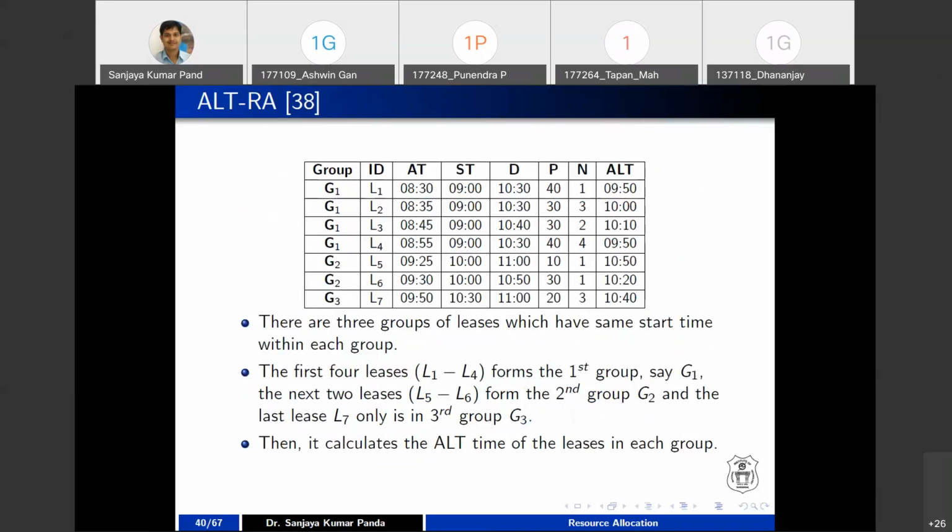Then it calculates the alert time of the leases. Alert time of leases you can calculate as given in here. I told you, you can go D minus P or you can go for D minus ST. You can take the value as X, and whatever value you are getting, X you have to add with the start time. Subject to overhead also you can subtract, right?